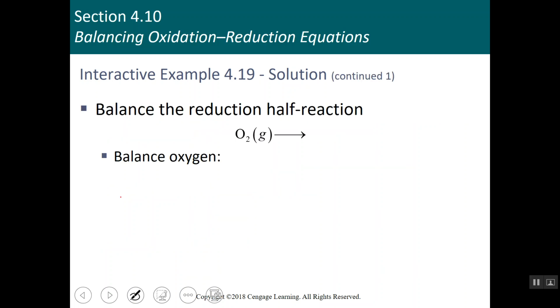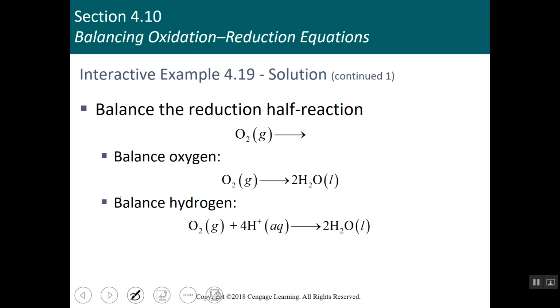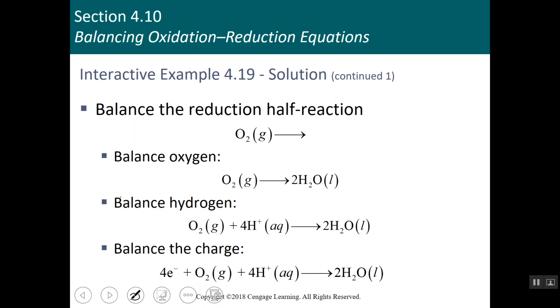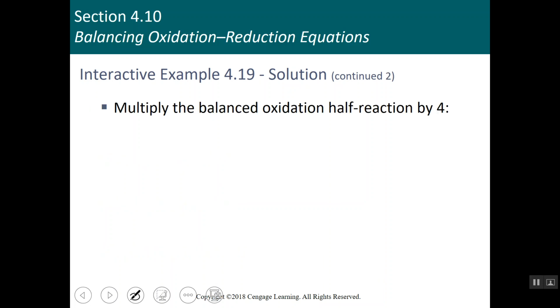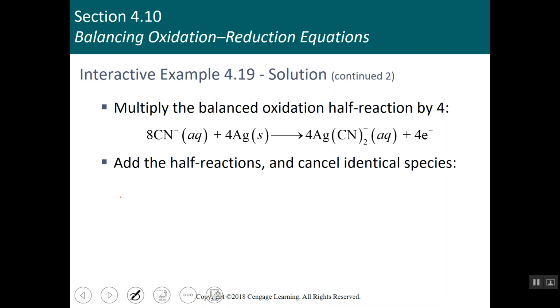Reduction half reaction, what we have is oxygen. And so oxygen, we're going to balance that with water, just like in what we did previously. Now we have to go back and we have to put 4 protons or 4 hydrogen ions. And then we have to balance the charge. So the product side charge was 0. The reactant side, since we put those 4 hydrogens, we had to put 4 electrons. We have to multiply the oxidation reaction by 4, since we only had 1 electron there and we had 4 in the other one. Add the half reactions and cancel the species.